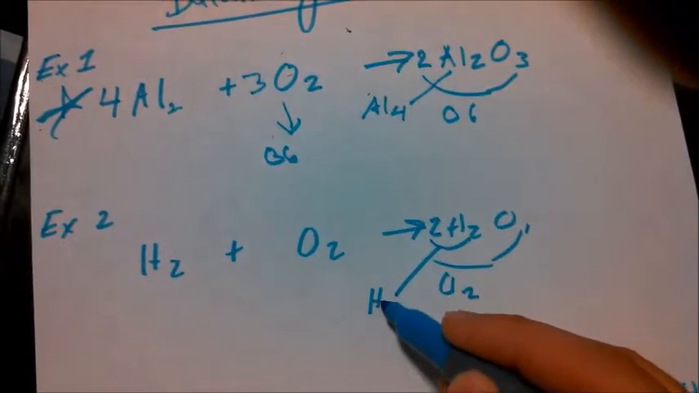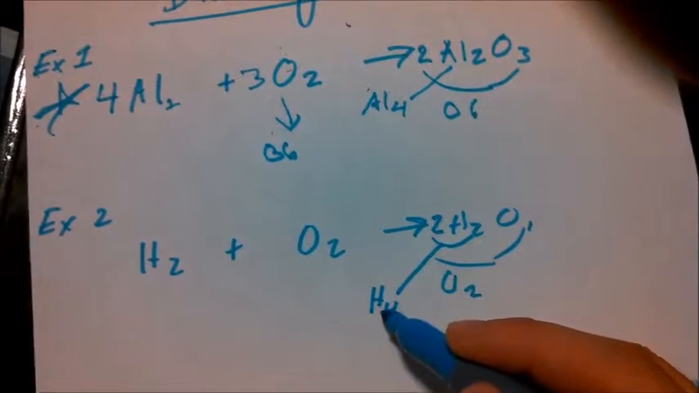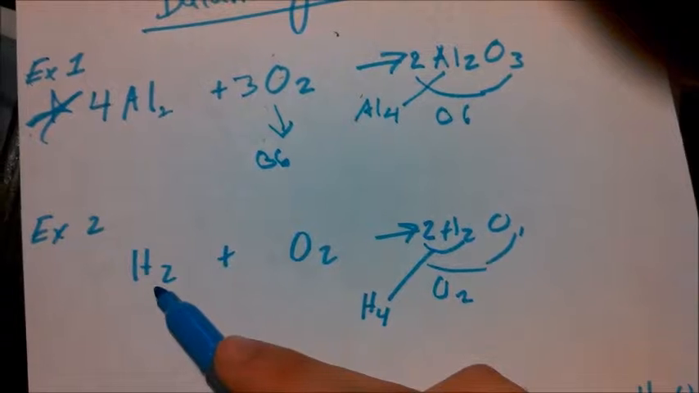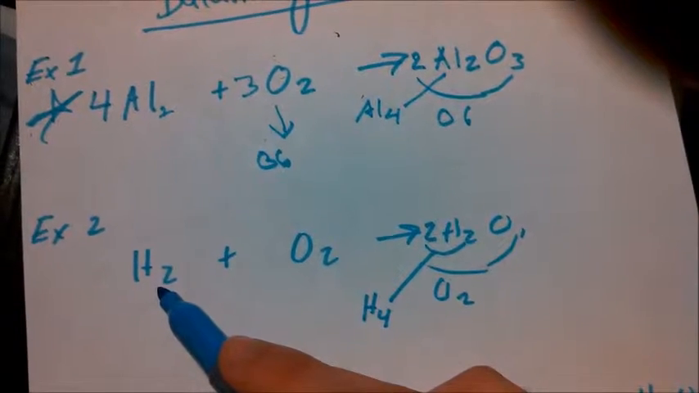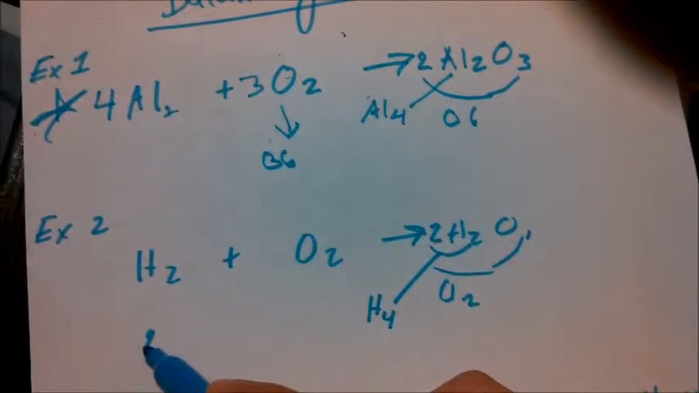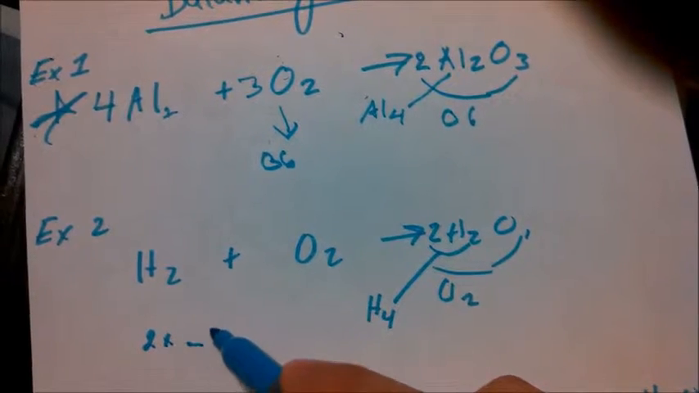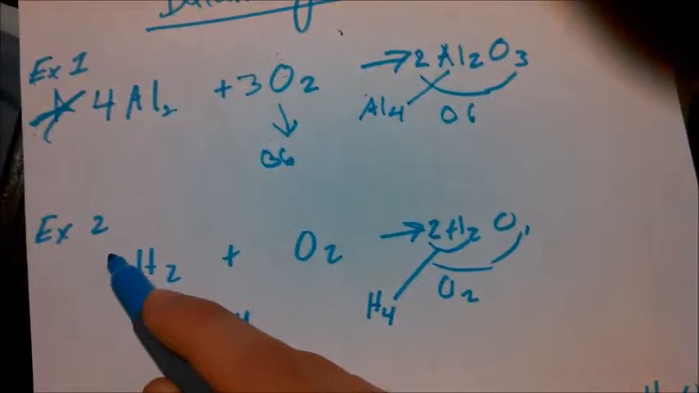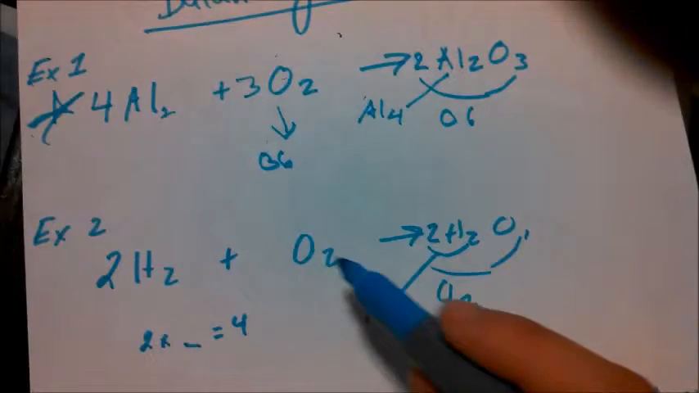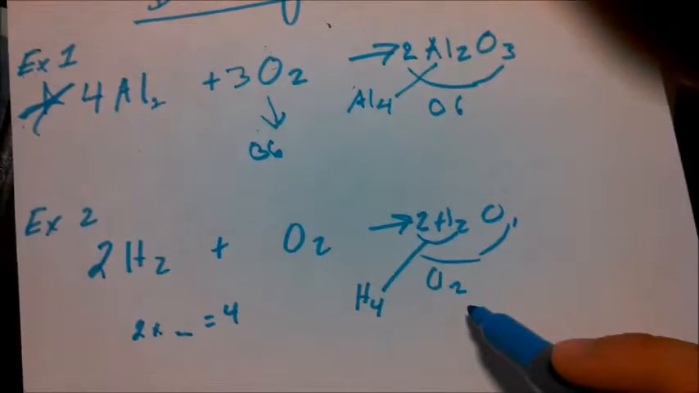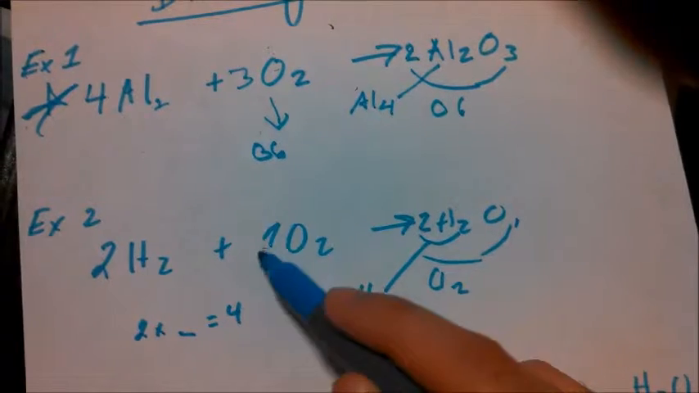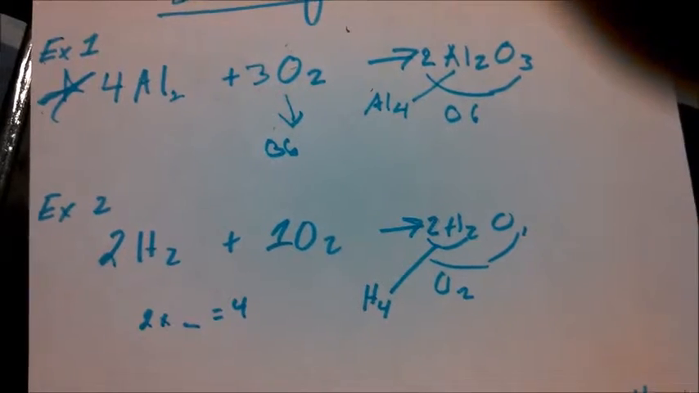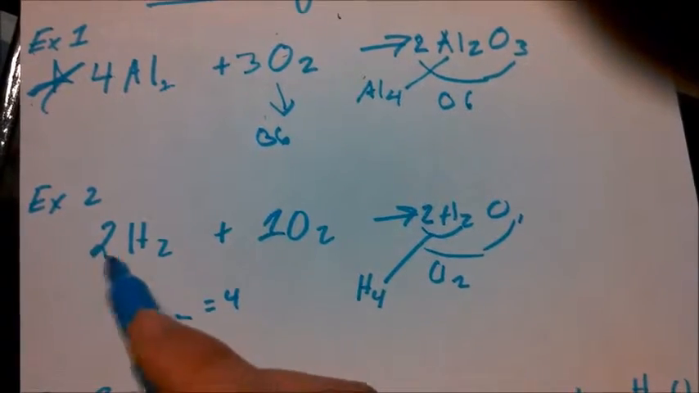So that'll be H4. Now this H is not balanced with this. So what's 2 times blank equals 4? Obviously that's 2, so you would add a 2 in the front. And this O2 is balanced with that, so you just add a 1, which is a constant. You don't need to add the 1, it's just there, just to help you. So again, 2, 1, 2.